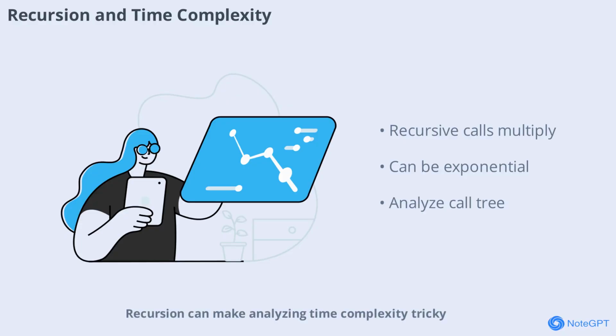Recursion can make analyzing time complexity tricky. Each recursive call may spawn more calls, leading to exponential or even factorial time in some cases. It's important to break down the recursion tree and count the total number of calls to understand the true complexity.